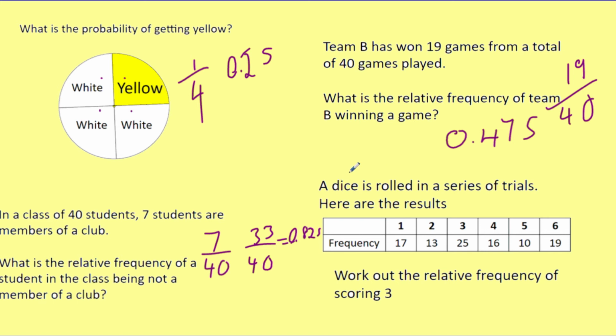Okay, a dice is rolled in a series of trials. Here are the results. So this is the dice, sides of the dice. 1, 2, 3, 4, 5, and 6. They're the different numbers on a dice. And these are the frequencies. Work out the relative frequency of scoring a 3.